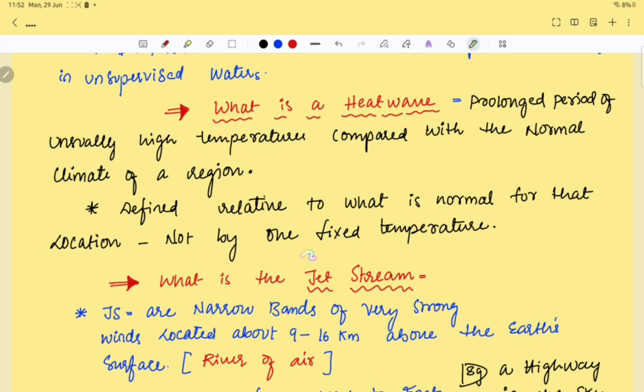So a heat wave is not fixed by one number of temperature, but is based on the usual pattern or usual temperatures of the climate of a particular region. Okay, so you need to remember: a heat wave is a prolonged period of unusually high temperatures compared with the normal climate of a region. It is defined relative to what is normal for that location, not by one fixed temperature.